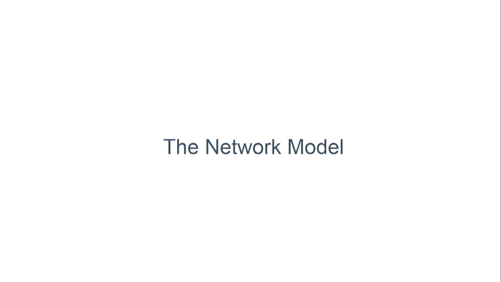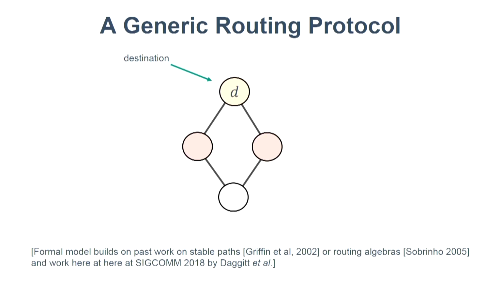Okay, so how does it work? So in order to explain that, I need to tell you a little bit about our network model. To simplify, first, we're going to consider a situation in which we only have one destination to route to. And the formal model, which I won't describe in this talk, but is described in the paper, is based on much past work on the stable paths problem and on routing algebras that have been developed in this community earlier.